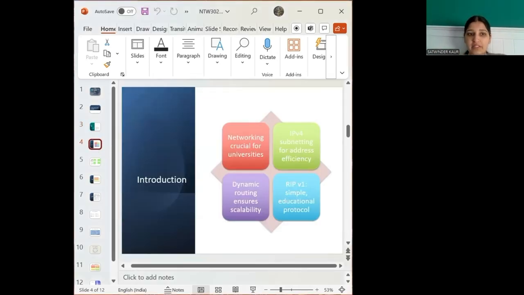If I go on with the introduction, universities today rely heavily on a network infrastructure to deliver teaching, research, and administrative services. A single day involves activities like logging into the LMS, attending Zoom and Teams classes, accessing online libraries, and connecting through Wi-Fi. For multi-campus universities, strong inter-campus connectivity is critical. The network must be reliable, scalable, and secure.